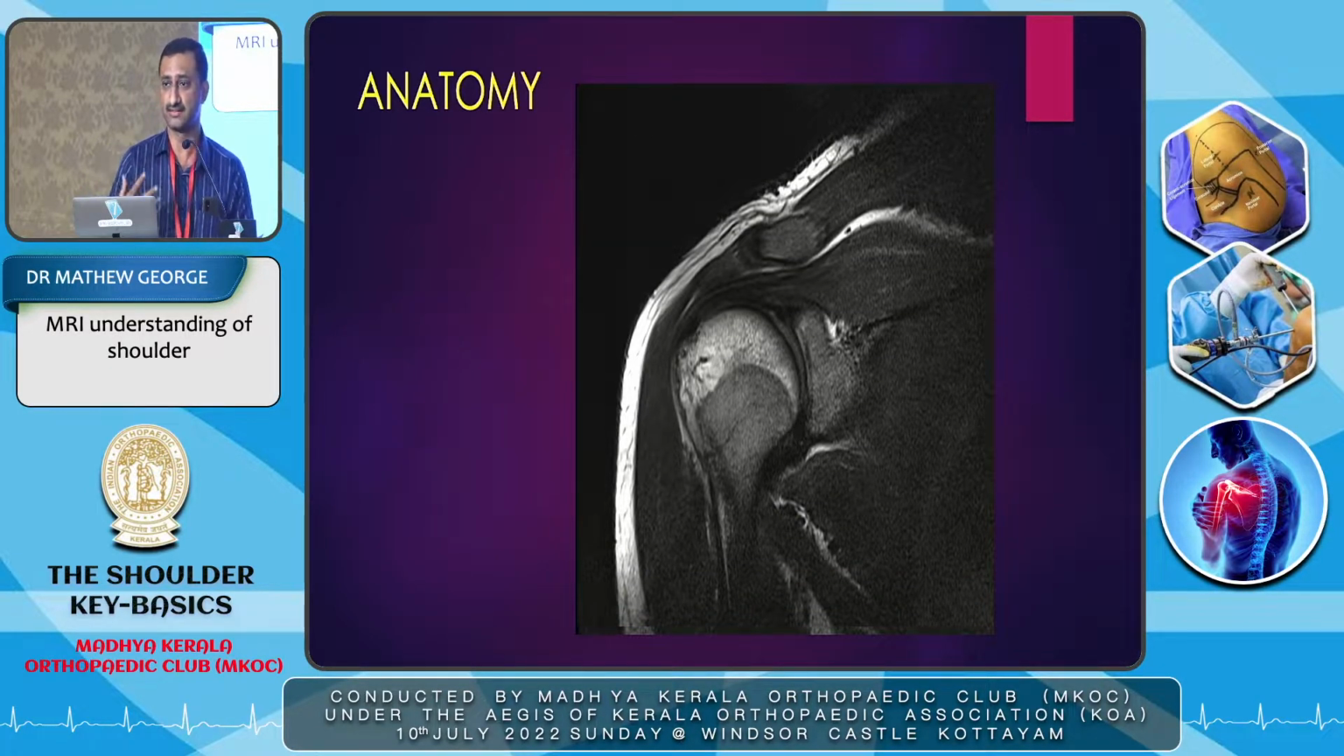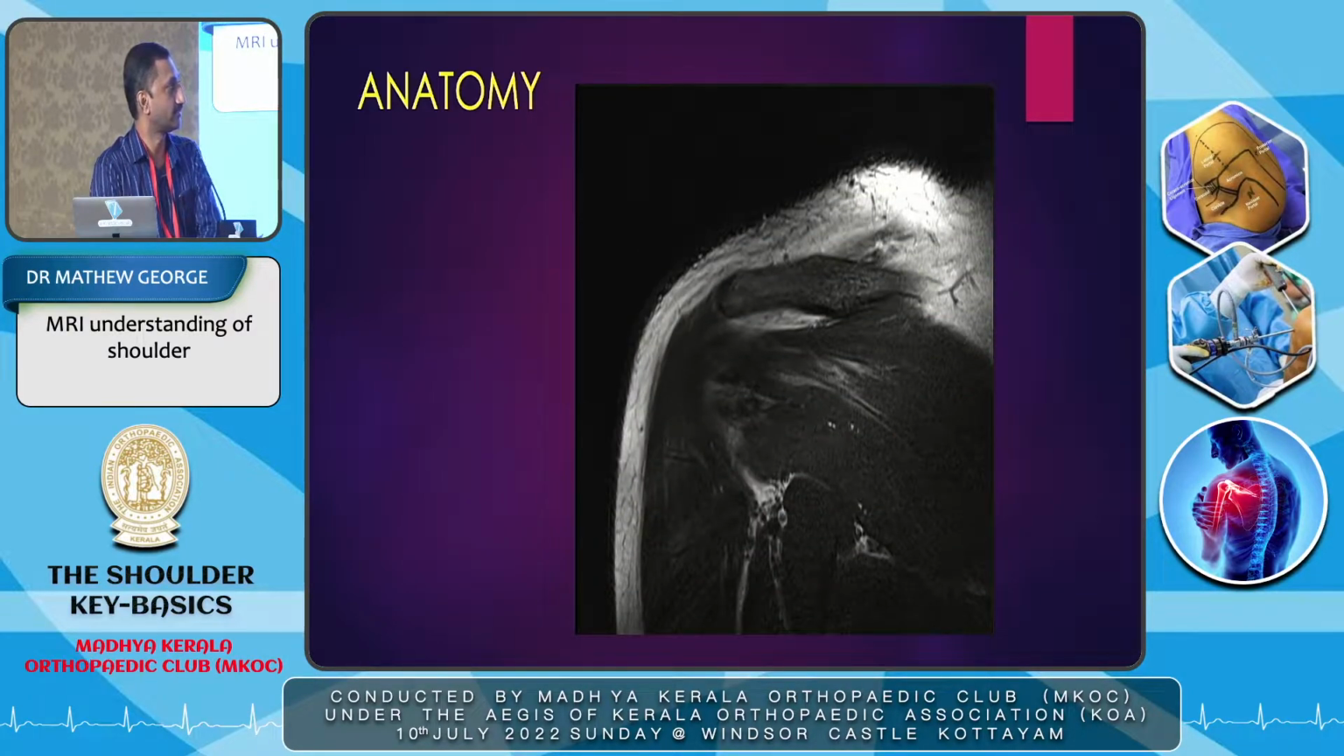That is just deep to the acromion. So that is the supraspinatus muscle. And if you trace the supraspinatus muscle, you can see that's a black tendon, and that's the insertion of the tendon into the greater tubercle. And in the same image also you can see the superior labrum. And the inferior labrum is also seen as a black hypointense triangular structure.